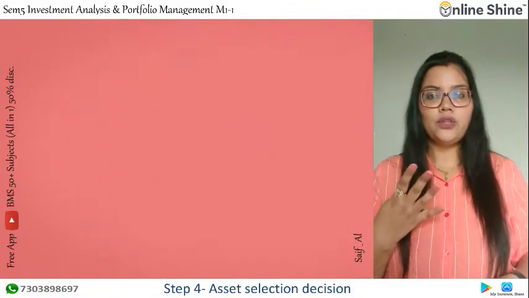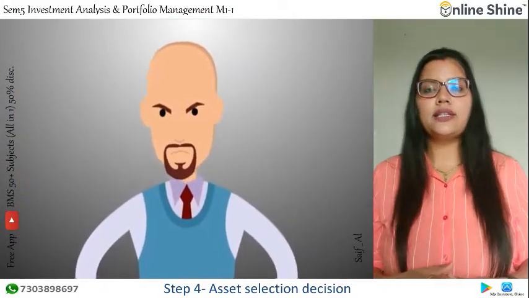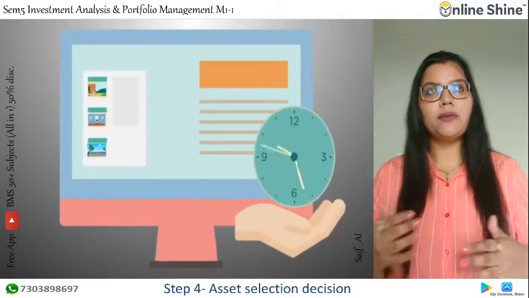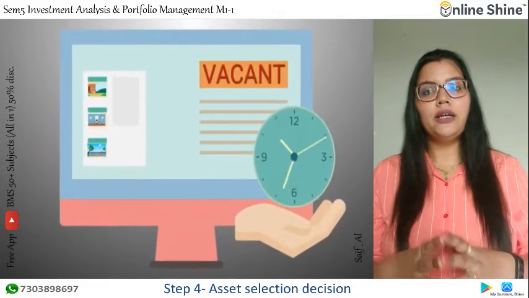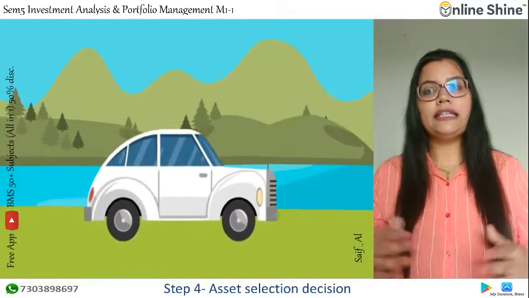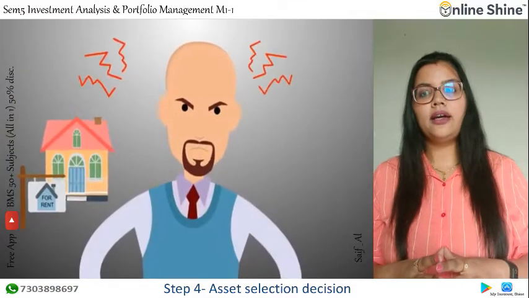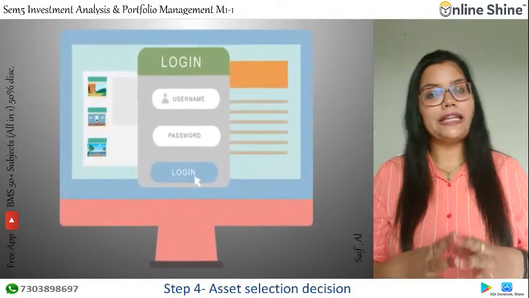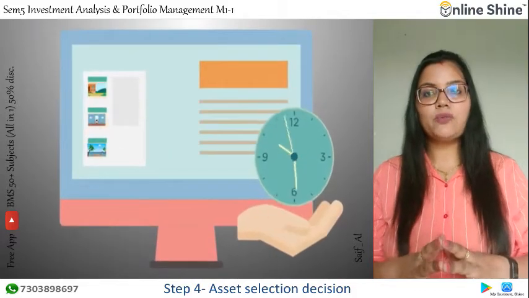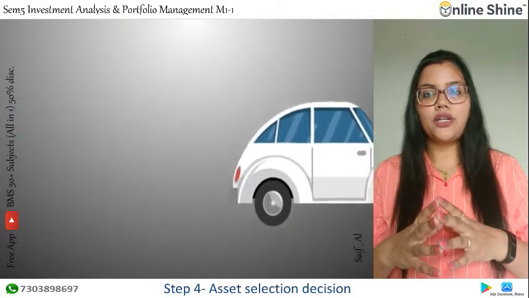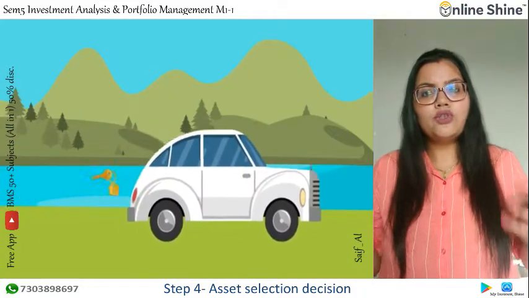Now step 4, asset selection decision. In asset selection decision, the investor needs to select the assets to be placed in the portfolio. In the fourth step, within each asset class, there are different sub-asset classes. For example, in equity, which stocks should be chosen? Within the fixed income security class, which bonds should be chosen?